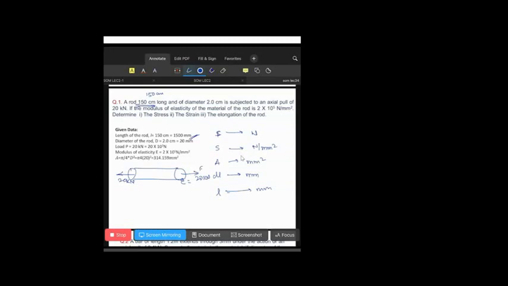Force कितना दिया हुआ है, लोड कितना दिया हुआ है, 20 किलो न्यूटन. मुझे किस में चाहिए, न्यूटन में चाहिए. So what I will do, किलो न्यूटन will get converted into न्यूटन. So 20 into 10 cube न्यूटन.